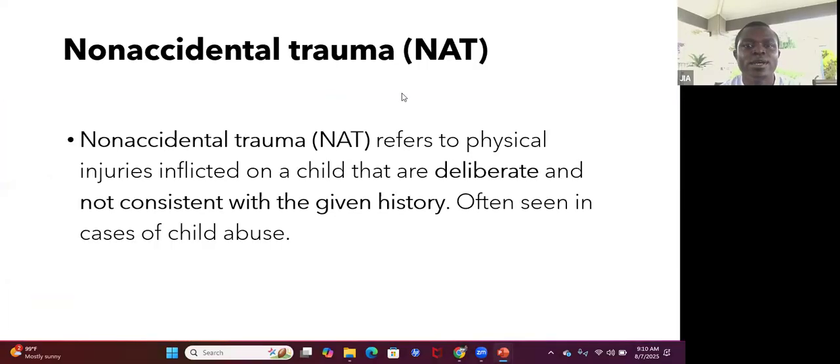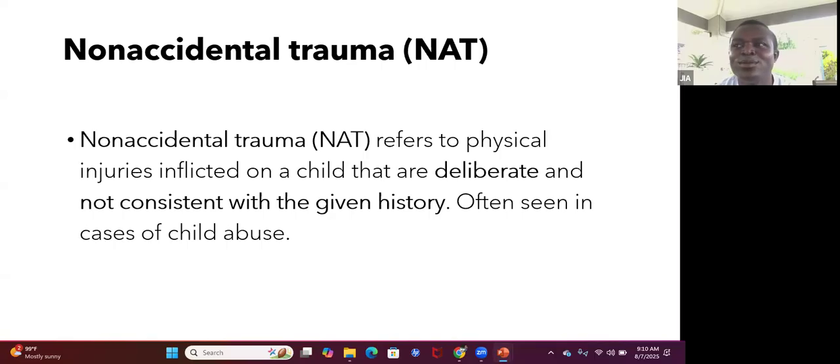Okay, so the first thing we look at is non-accidental trauma. In short, we have NAT. We are saying it refers to physical injuries inflicted on a child that are deliberate and not consistent with the given history.